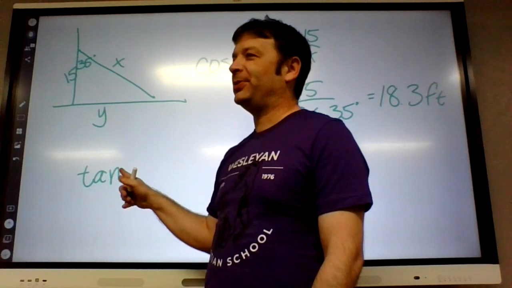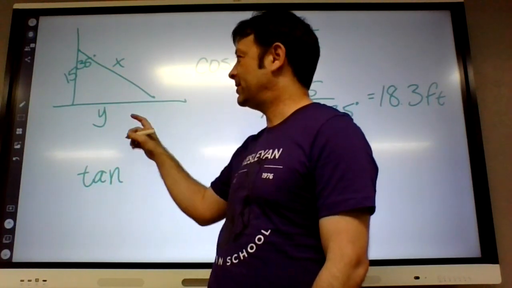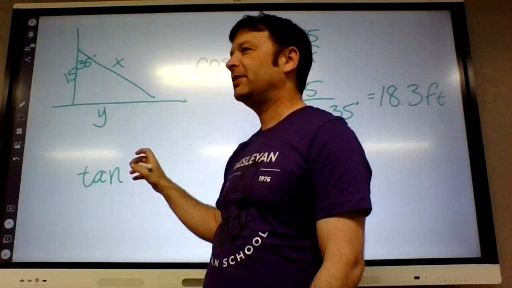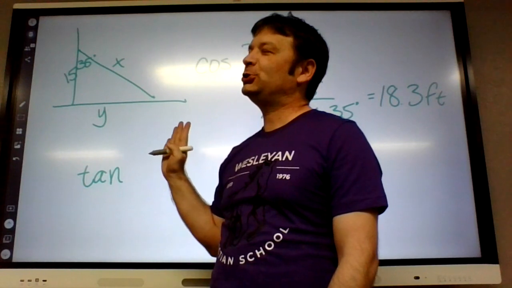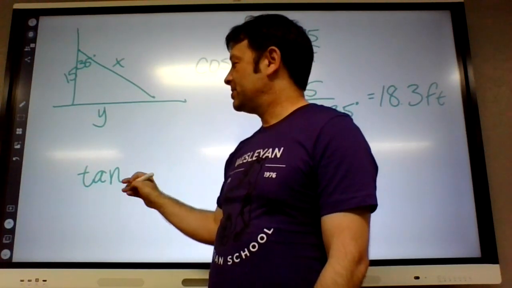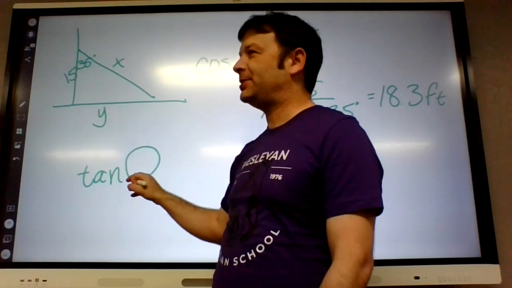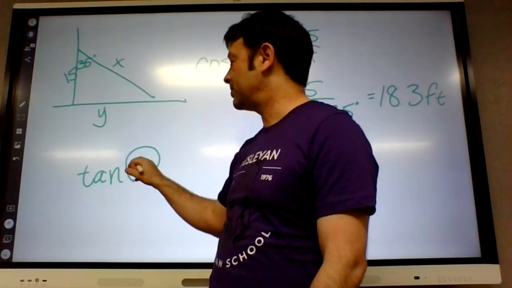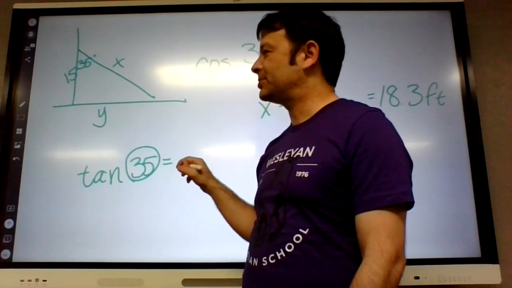Okay, so tangent what? Now what do I do? Tangent of 5? Or no. 15 over 35? No, not quite. 35 over 15? Okay, so what goes right after the tangent or sine or whatever? 35. And then you put equals.